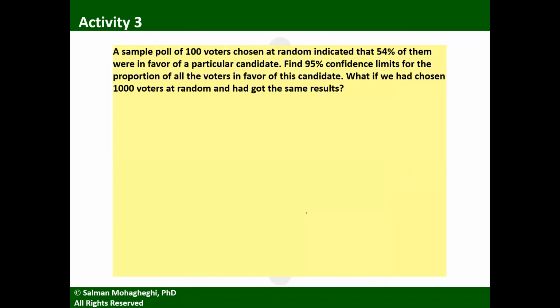Before we close this discussion, let's have a quick activity. Imagine a sample poll of 100 voters chosen at random, with 54% in favor of a particular candidate. I want to know the limits that will give me 95% confidence for the proportion of all the voters in the population who would be in favor of that candidate. Meaning that based on that 54% out of a sample of 100 voters, can I be absolutely certain that my candidate will win the entire election?